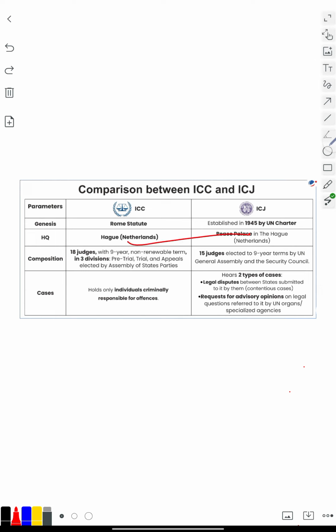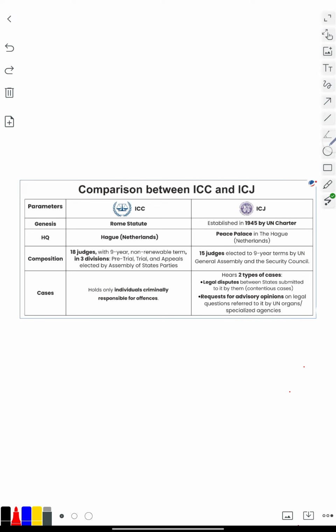The headquarters we already know. The composition is not much important. It is very factual, but if you have that memory, you can remember it. But it's not that important because it is very factual. The cases are very important. The International Criminal Court majorly holds individuals criminally responsible. Here, the other court makes the countries themselves responsible for the disputes. But in this case, it is majorly and only the individuals.